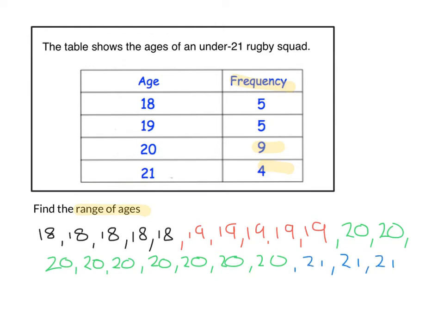Okay, so that's actually my list of data, and this table is just a nice neat way of summarising this list. If I had this list of data in front of me, it would be really easy to know what the range is. The range is the biggest number, which is 21, take away the smallest number, which is 18. So 21 take away 18 is 3. So my range is 3.